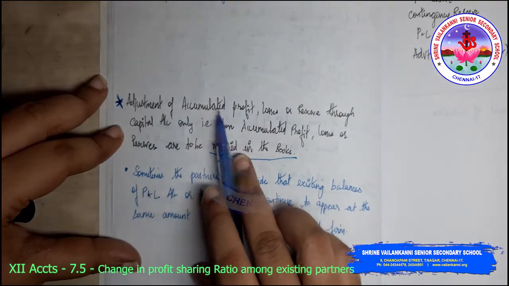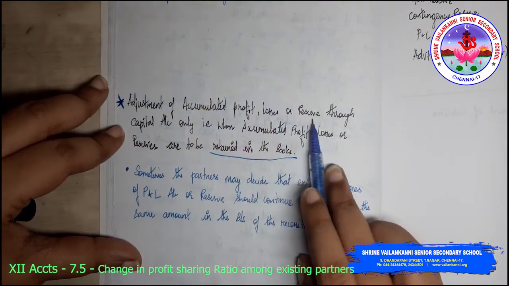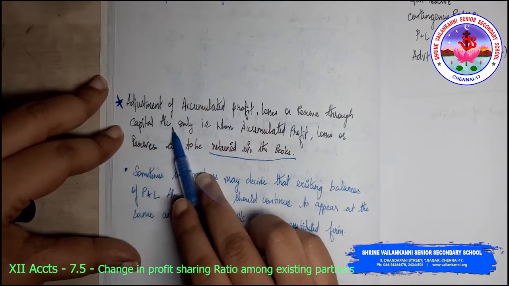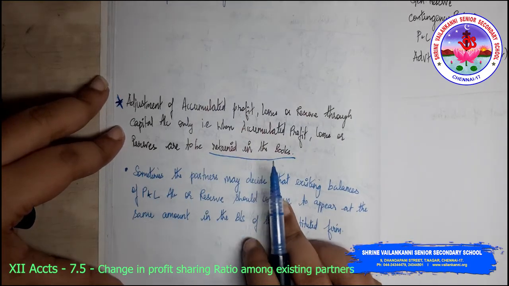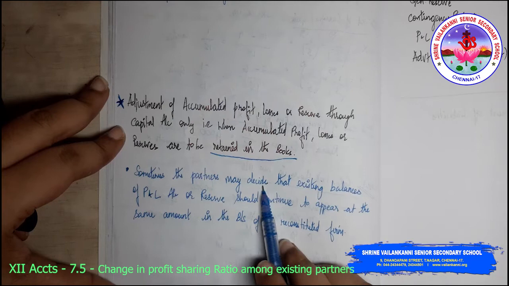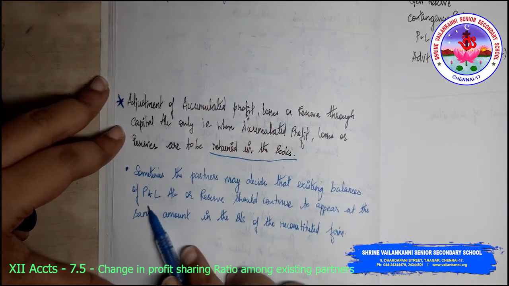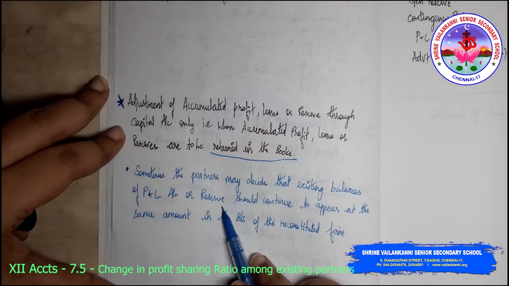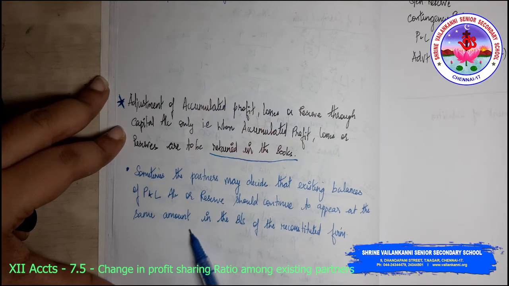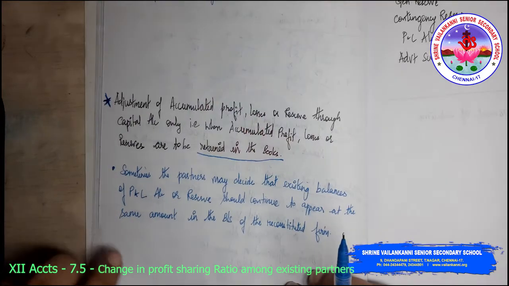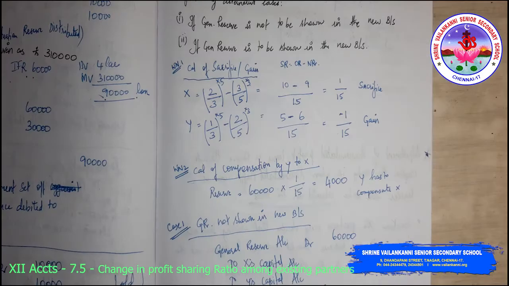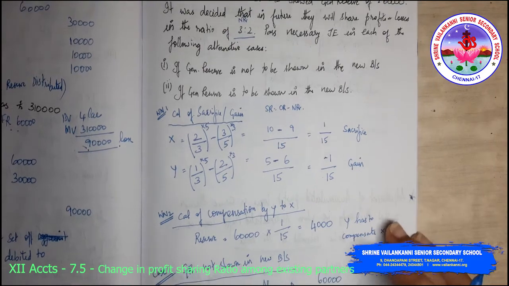See, adjustment of accumulated profits or losses or reserves through capital account only when accumulated profits are to be retained in the books. Sometimes the partners may decide that the existing balance of profit and loss or reserve should continue to appear at the same amount in the balance sheet of the reconstituted firm. This may also happen. So make sure that you understand this. After reading this, I think that you would have got some clarity.